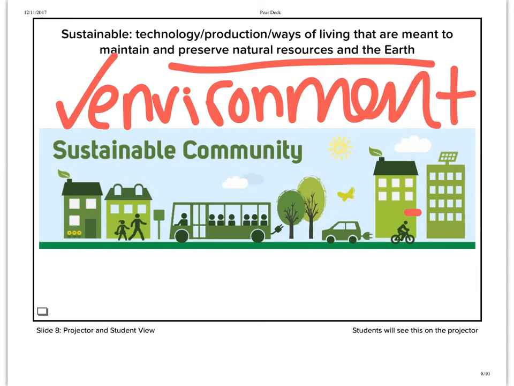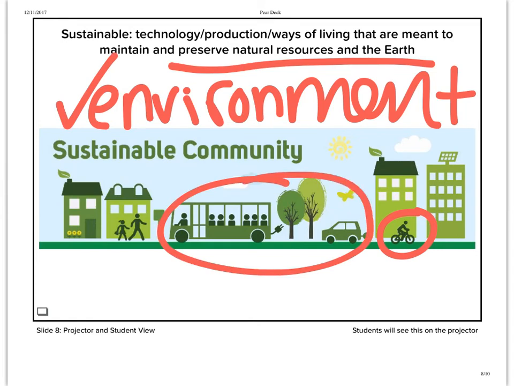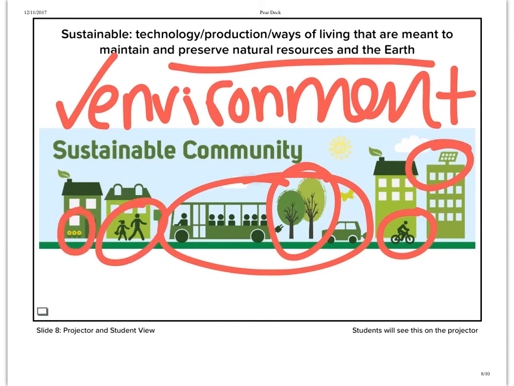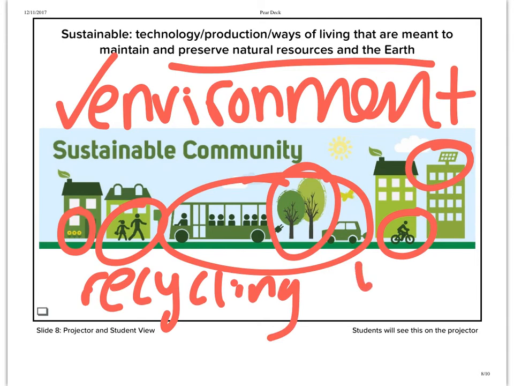Some examples could be biking. It could be electric cars and buses, though that's kind of iffy, but it's more sustainable than regular cars and buses. It could be planting more trees. It could be solar panels. It could be walking, planting more things. These are all sustainable activities. Recycling is sustainable. Using like wind, solar energy. These are all sustainable practices.